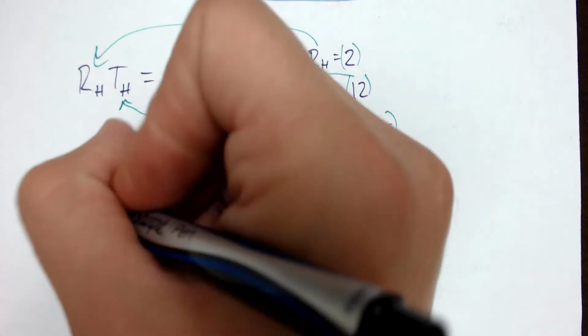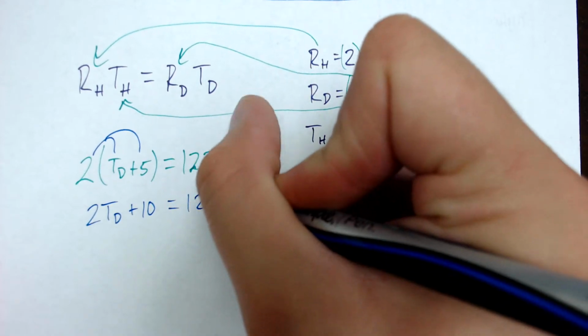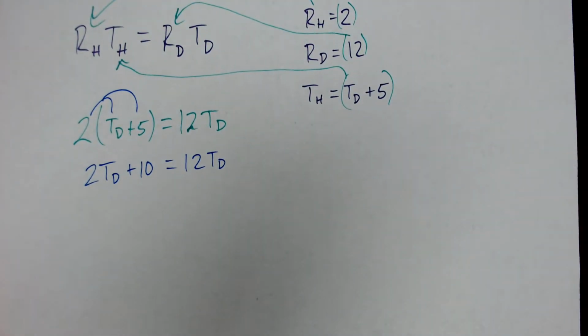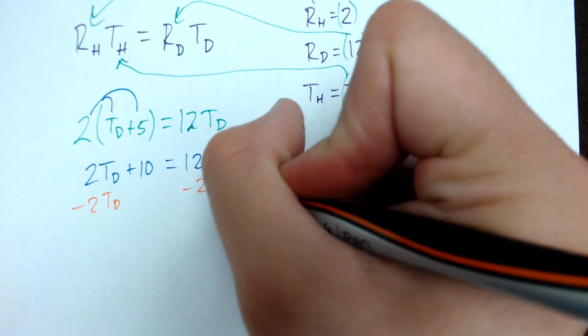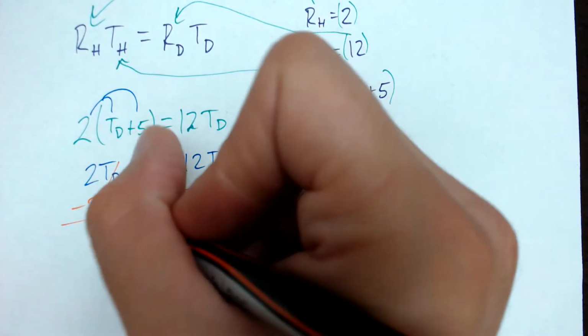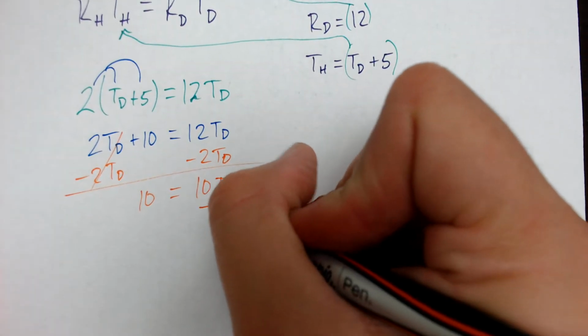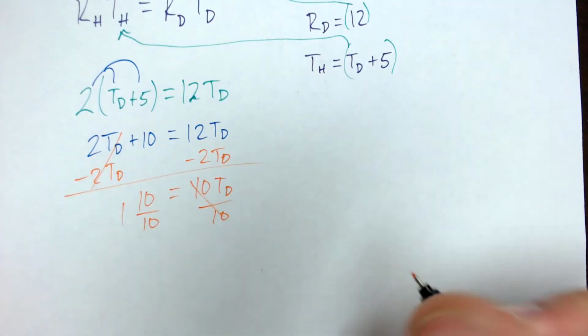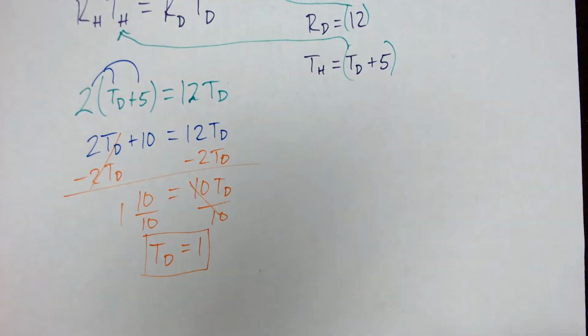But first I have to rewrite. I distribute to rewrite: I have 2 times time of drive plus 10 equals 12 times time of drive. Now that I'm done rewriting the equation, I'll start solving. I want to get all of the unknowns on the same side, so I'll subtract 2 times time of drive. That cancels, and I get 10 equals 10 times time of drive. So my time of drive is just equal to 1. TD equals 1. I've solved for one variable so far.